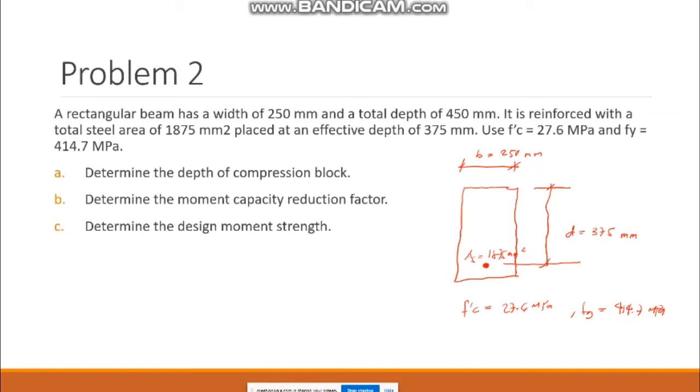For this situation, like I said earlier, the common question in the board exam is to determine the depth of the compression stress block, which only asks you to calculate a. The next question is to determine the moment capacity reduction factor, which only asks you to compute phi. Finally, the last question is the design moment strength, which asks you to compute phi times Mn. So once you get these, you automatically have the answers to all three questions.